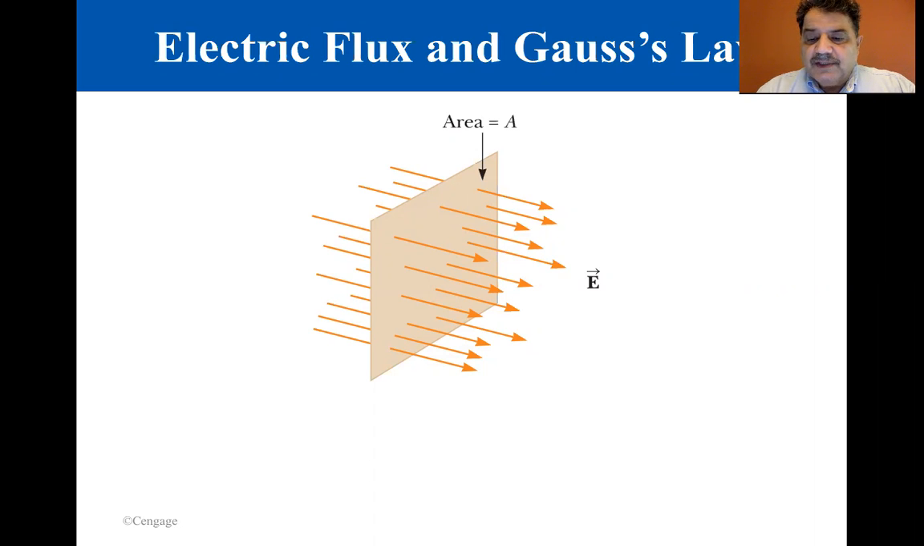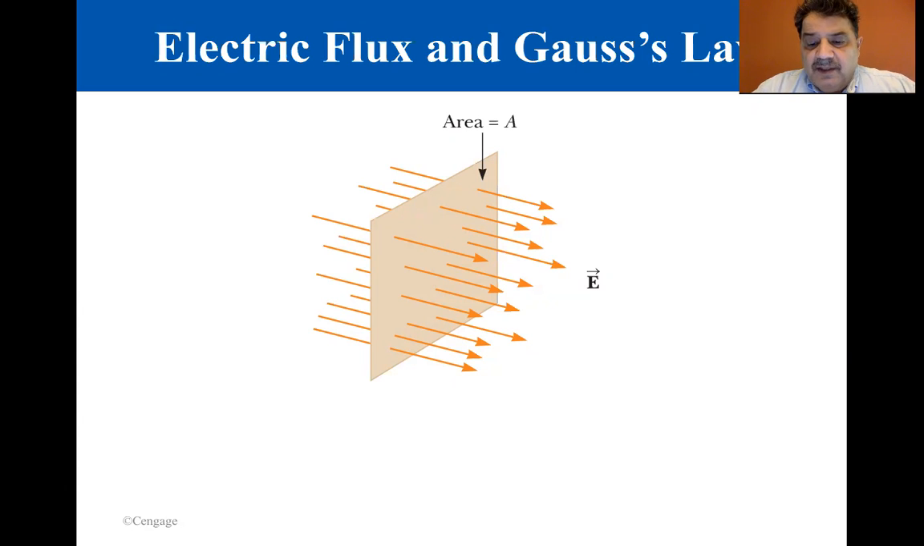A closed surface has an inside and an outside. An example is a sphere. Electric flux is a measure of how much the electric field vectors penetrate through a given surface. Let's consider an electric field that is uniform in both magnitude and direction, as in the figure. The electric field lines penetrate a surface of area A, which is perpendicular to the field.